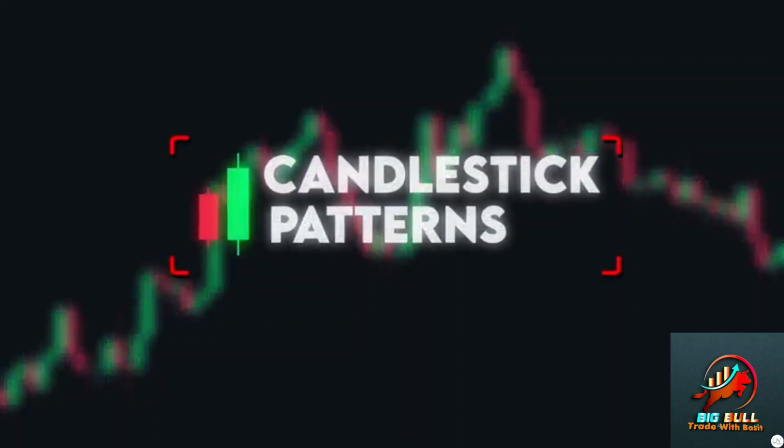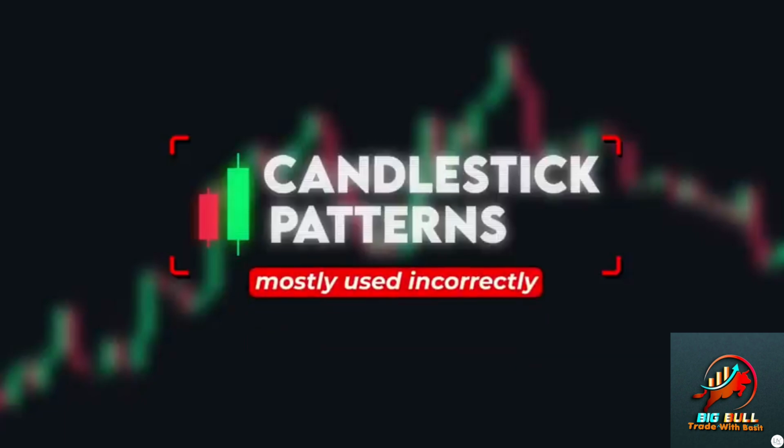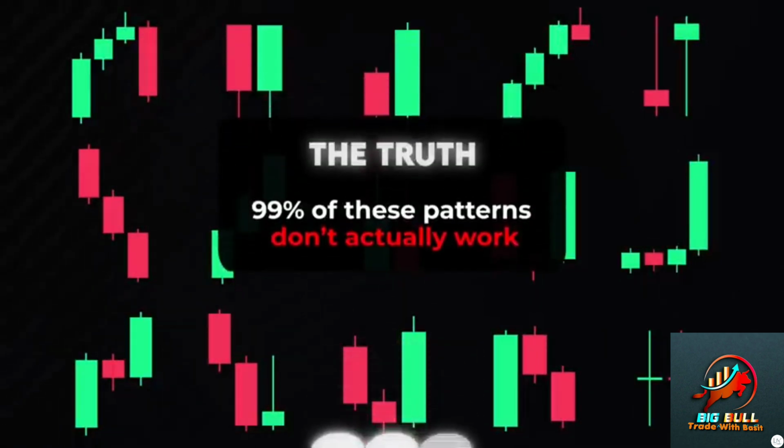Candlestick patterns are one of the most important concepts when it comes to trading profitably, yet you'd be surprised that most traders still use them incorrectly. The most confusing part about trading candlestick patterns is figuring out which ones actually work, since there are a lot of them. But here's the truth.